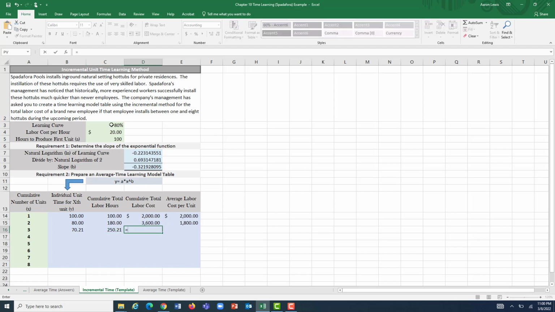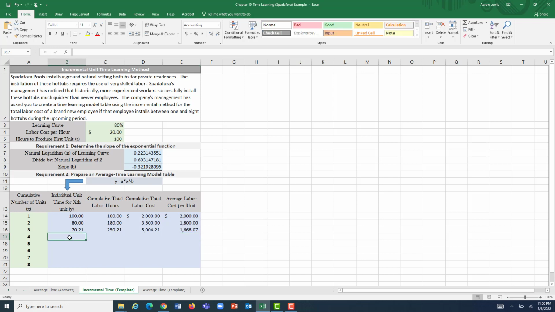And if we pay that employee $20 per hour, it is going to cost Spadafora Pools a grand whopping total of $5,004.21 to pay that employee for the 250.21 hours that he'd worked. Now, what is our average cost per unit down to? Well, we spent $5,004.21 to install 3 hot tubs, meaning we're paying on average $1,668.07 for labor for each hot tub that we install at this point.